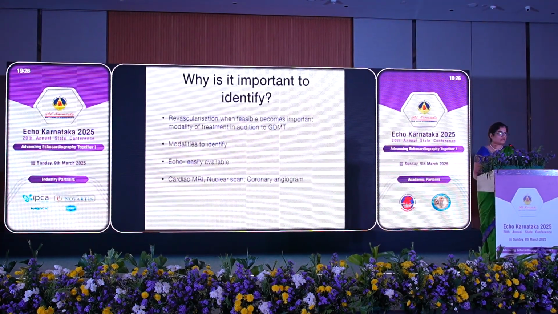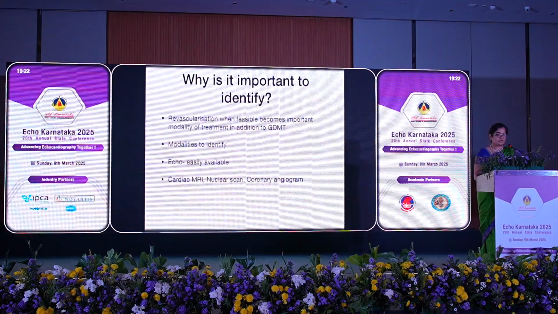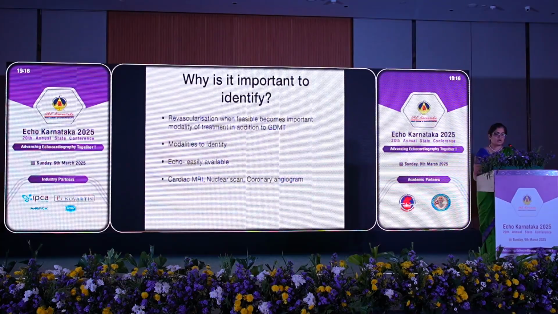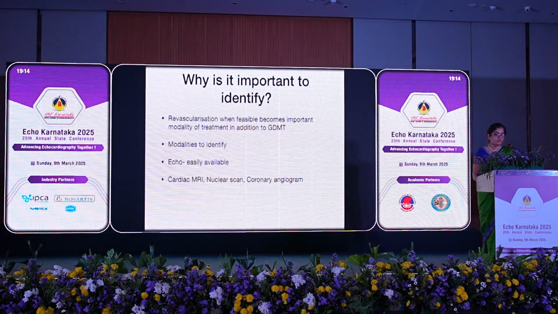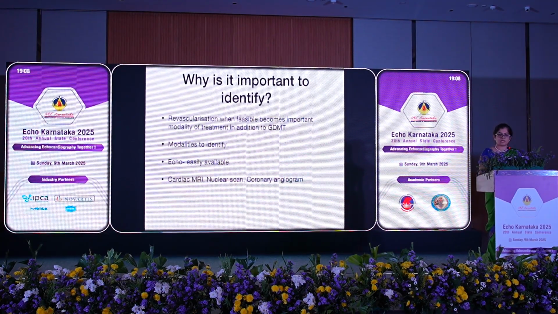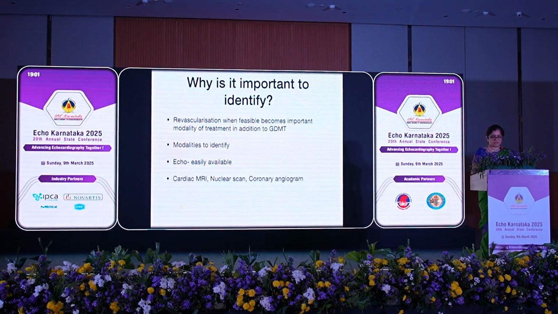So why is it important to identify ischemic cardiomyopathy? Because the treatment options differ. Revascularization, when it is feasible in these patients, becomes an important modality of treatment along with the GDMT. And what are the modalities we have to identify? Number one being echo, because it's easily available. The other modalities other than echo being cardiac MRI, nuclear scan, and of course coronary angiogram.